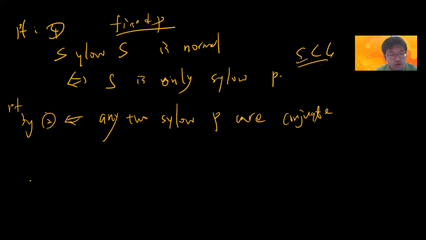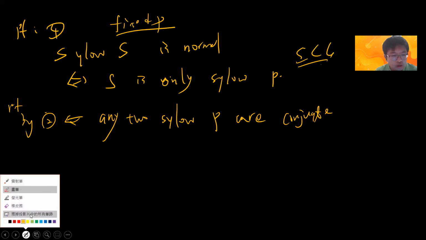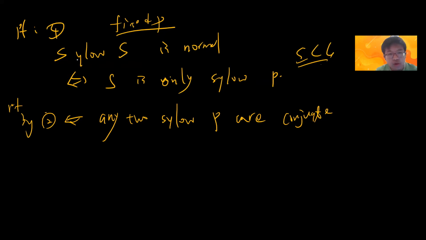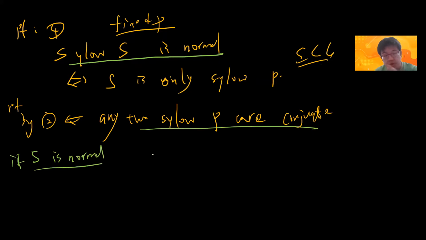Okay, so now let's use this. Let's say S is normal, right? So if S is normal, and by this theorem that any two Sylow subgroups are conjugate, you can let G S G inverse give you all the Sylow groups, right? But by definition S is normal, so this will be S. So S is the only Sylow group.